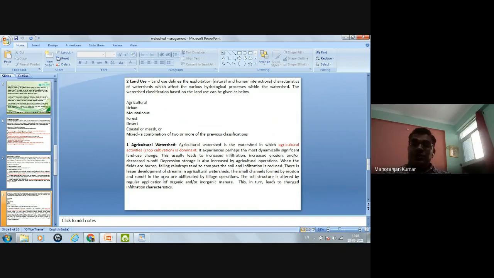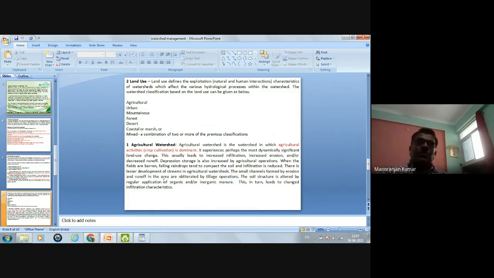The name is agriculture, so obviously the agricultural activity will be more dominant in this type of watershed. So the agricultural watershed is the watershed in which agricultural activities are dominant. It experiences perhaps the most dynamically significant land use change. This usually leads to increased infiltration, increased erosion, or decreased runoff.